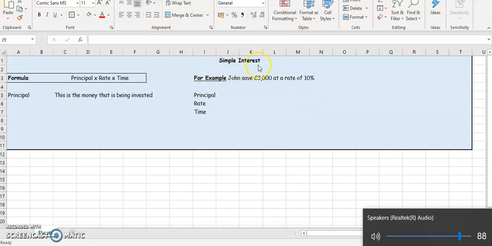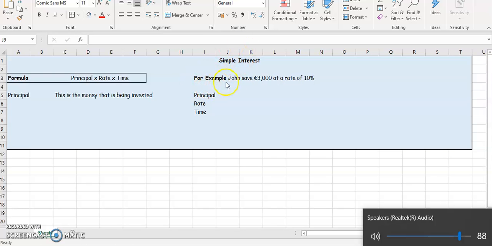Okay, so let's have a look at simple interest. So simple interest basically is your principal multiplied by the rate multiplied by the time. So principal, this is the money that has been invested. So this is all to do with saving and investment from your chapter.